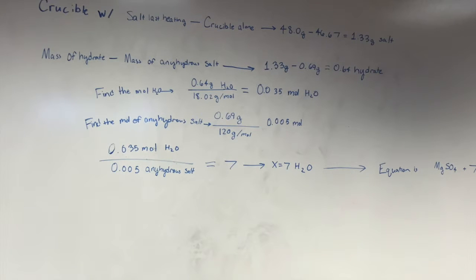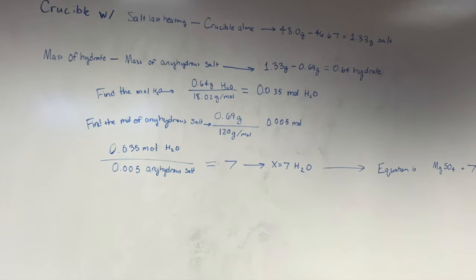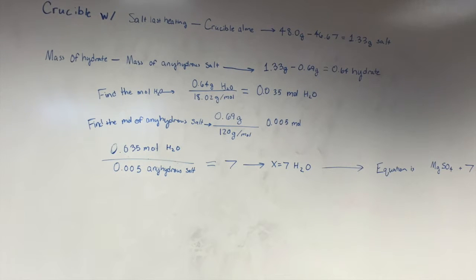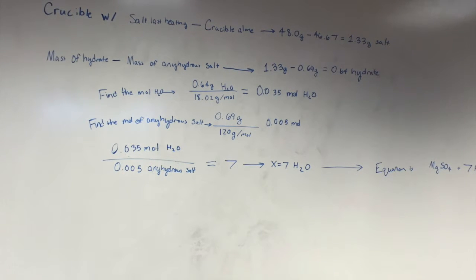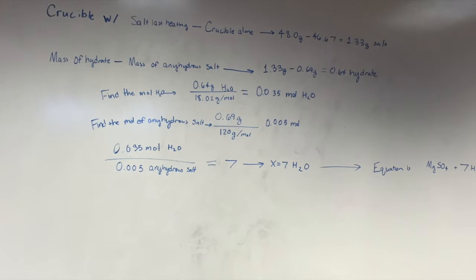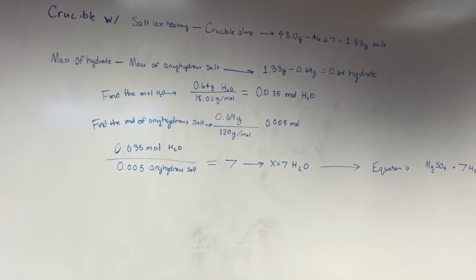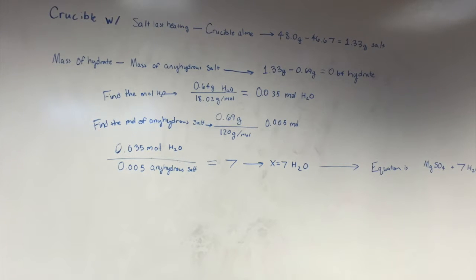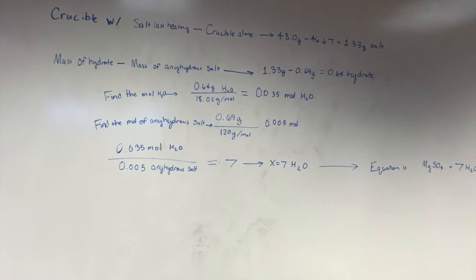First, we subtracted the mass of the crucible from the mass of the crucible with salt after the last heating, which gave us 1.33 grams of salt. Next, we subtracted the mass of the hydrate minus the mass of the anhydrous salt and got 0.64 grams of water.